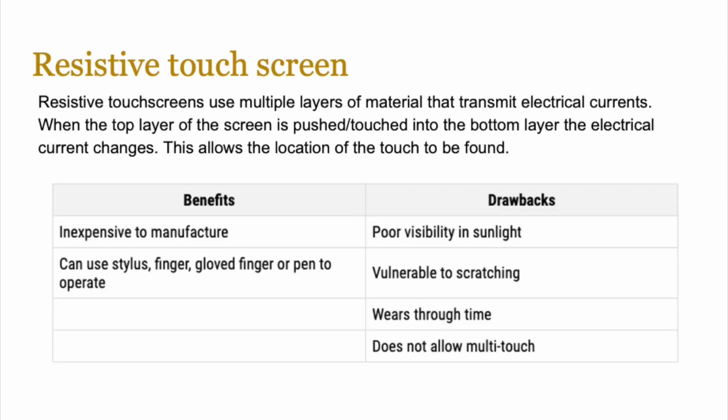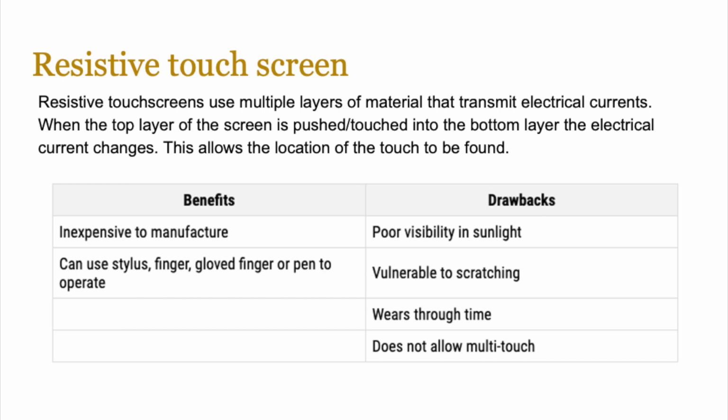The final type of touchscreen we'll look at is the resistive touchscreen. This is the most common because it's the cheapest. Resistive touchscreens use multiple layers of material that transmit electric currents. When the top layer of the screen is pushed or touched into the bottom layer, the electrical current changes. This allows the location of the touch to be found. So that's basically what we mean by resistance. So you have to literally force it to touch the other layer to detect where the touch has happened.